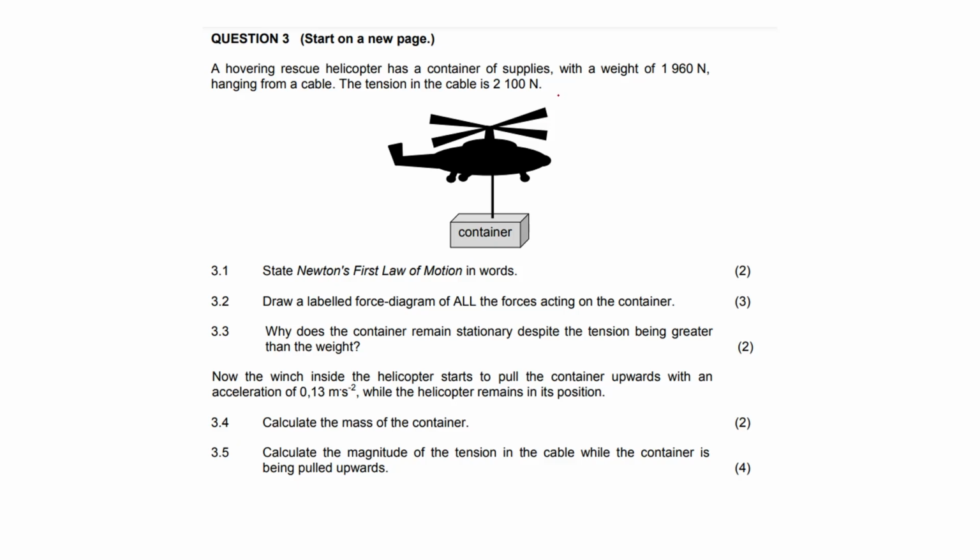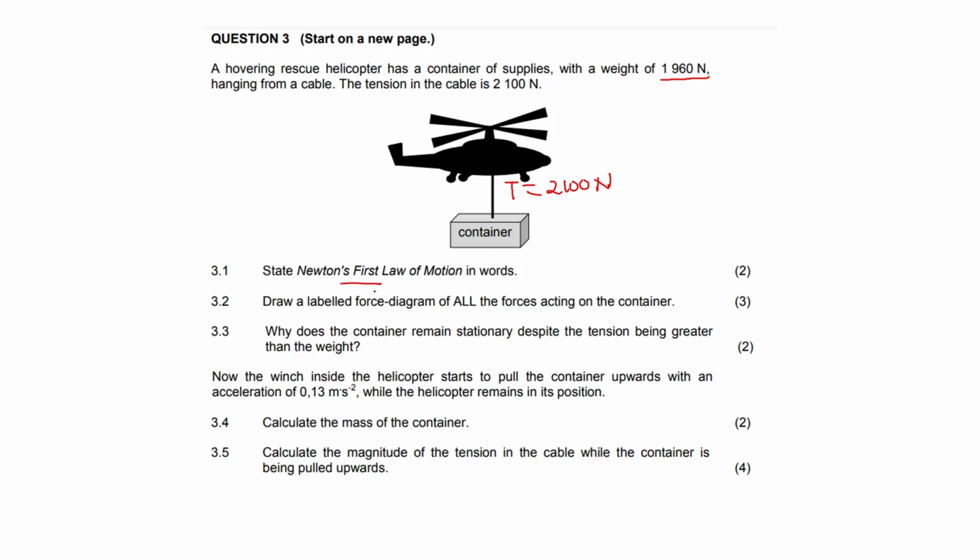Hi guys, we are going to take a look at this question where we have a hovering rescue helicopter and it has a container of supplies with a weight of 1960 newtons, hanging from this cable, and the tension in that cable is 2100 newtons. State Newton's first law of motion.